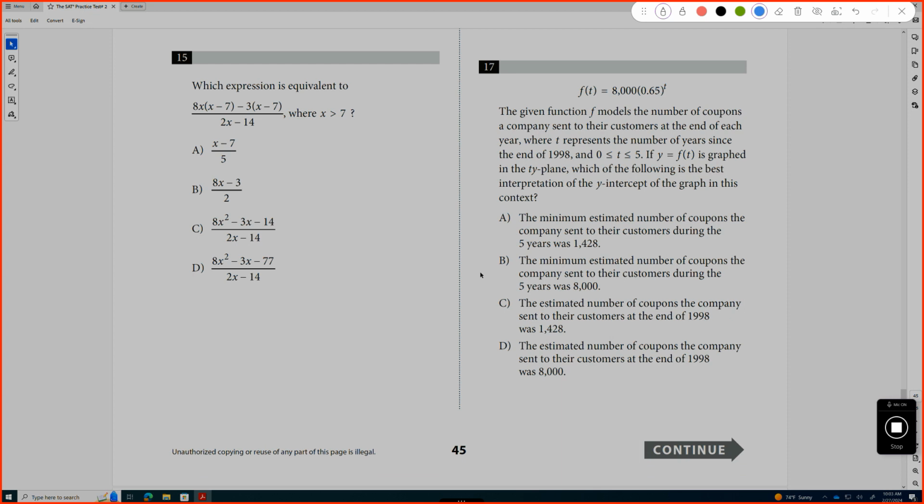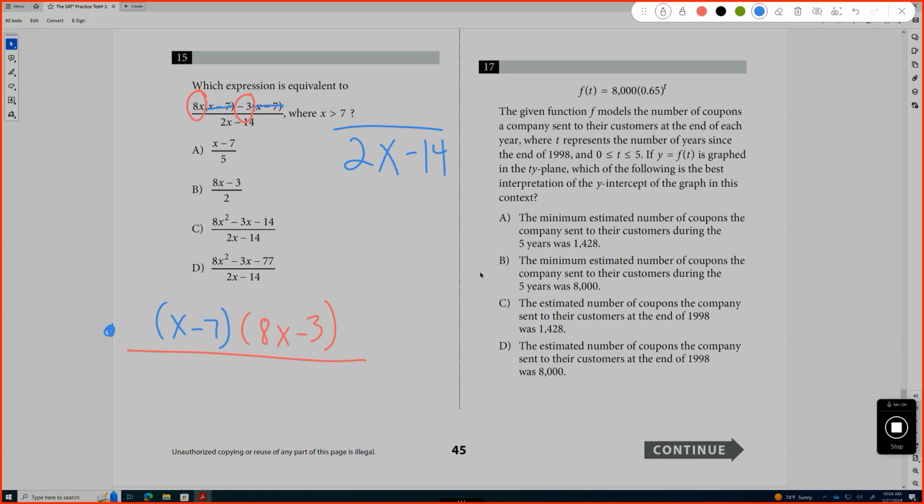Okay, if you look at this, we can factor an x minus 7. If I pull an x minus 7 out from the numerator and I take that out, because I already have it here, I am left with 8x and a negative 3. So I'm going to write those inside a parenthesis, 8x minus 3. Okay. Now the bottom, it says 2x minus 14.